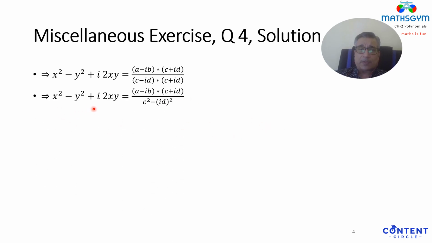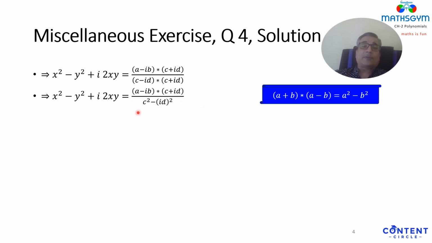The left hand side is x square minus y square plus i times 2xy, equal to (a minus ib) into (c plus id), and the denominator has become c square minus (id) square. If you remember, (a plus b) into (a minus b) is a square minus b square, the same concept we have applied on the denominator of the right hand side. So c square minus (id) whole square, and the left hand side remains x square minus y square plus i times 2xy.